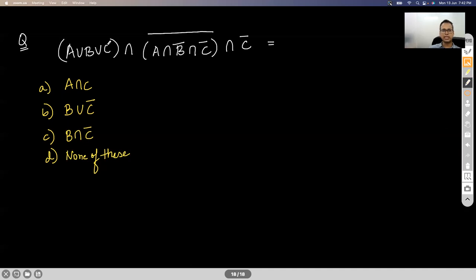Okay, so the question is clear. (A union B union C) intersection with the complement of (A intersection B complement intersection C complement), intersection C complement, can be simplified to which of the following? Poll is on. Aditya, for the previous question, the answer was A complement. Yeah, option A, correct.